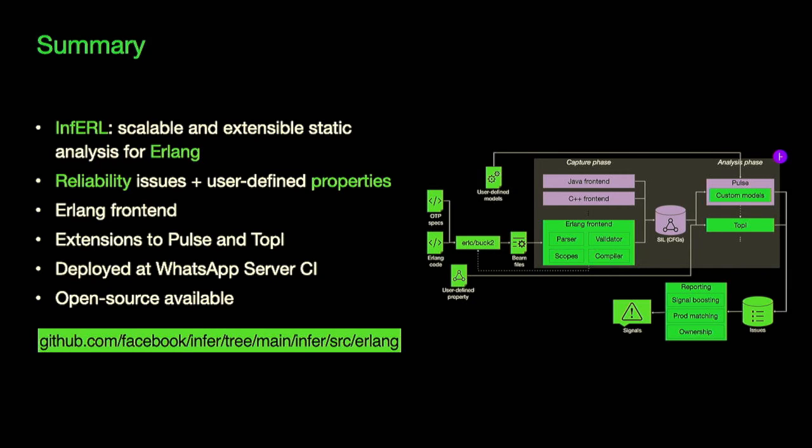A quick summary on static analysis. We deployed Infer to provide scalable and extensible static analysis for Erlang. It detects reliability issues and user-defined properties via intent analysis. And we added an Erlang front end and extended the backend analyzers, Pulse and Topl. We also deployed Infer to WhatsApp Server CI and open sourced our work as part of the Infer platform.